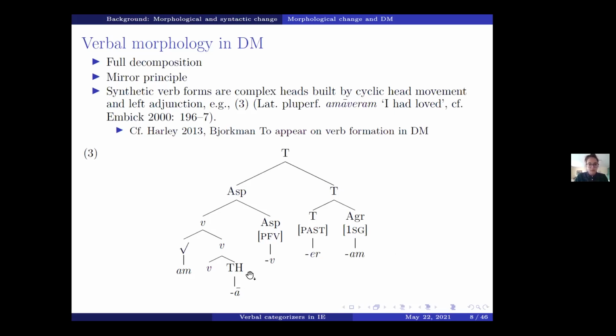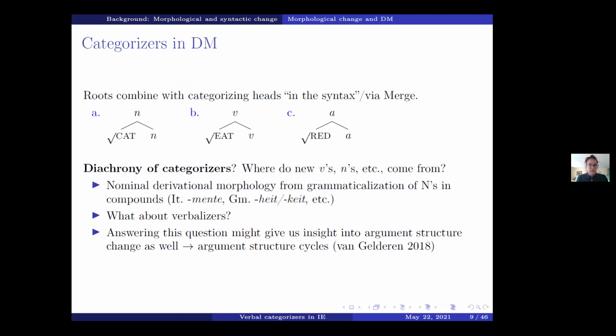So the question now is, what are these things exactly? Where do these little v's and so on come from diachronically? So in DM, words are not stored in the lexicon. Categories aren't stored in the lexicon. They are created in the syntax via merge by combining a root with a categorizing head. In English, you don't necessarily always see these heads overtly, but they're there. And now the question is, where do these categorizing heads come from? And specifically, where do verbalizers, such as this little v here, come from diachronically?